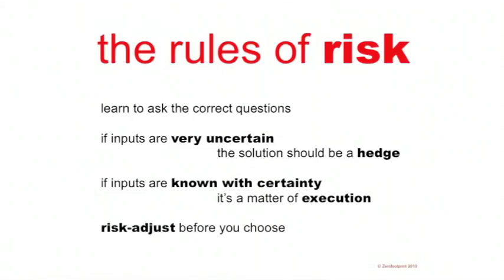So the bottom line is, learn to ask the correct questions. You know, is the data in this problem that you're looking at fundamentally stochastic or deterministic? If it's stochastic, then you should be hedging. And if it's deterministic, just get out one of those management books and go for it. And finally, before you choose, risk adjust, like George should have done.